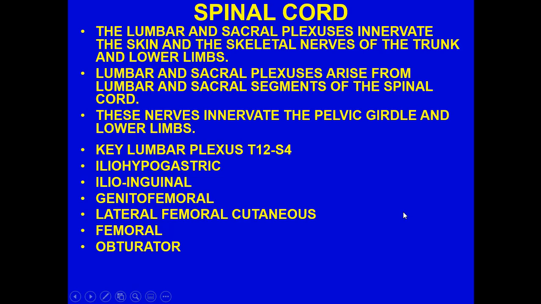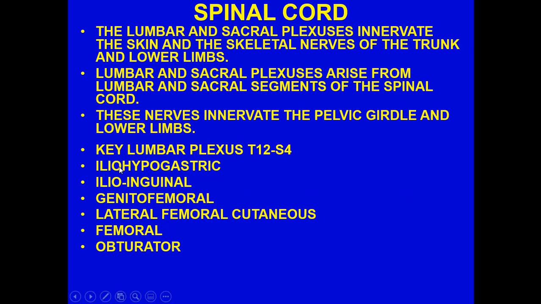Now, the lumbar and sacral plexus innervate the skin and the skeletal nerves of the trunk and lower limbs. The lumbar and sacral plexuses arise from lumbar and sacral segments of the spinal cord. These nerves innervate the pelvic girdle and the lower limbs. This is where you're going to get into from basically the hip area all the way down. The key lumbar plexus is basically consisting of nerves from T12 to S4. So remember, that's T12, L1, 2, 3, 4, 5, as well as S1, 2, 3, 4.